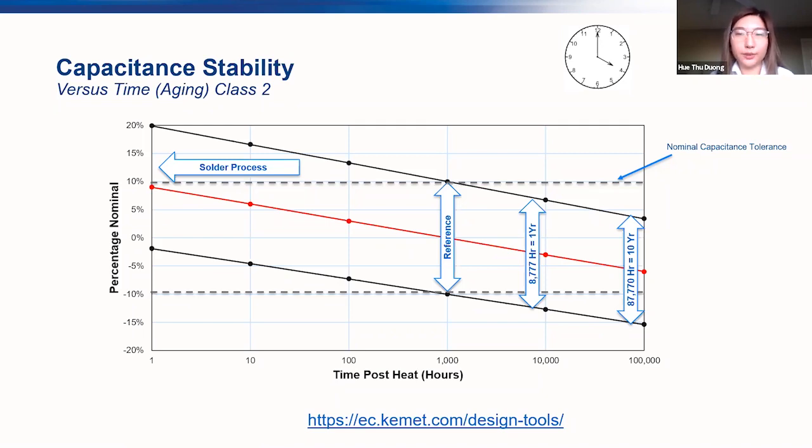Now, aging can always be reversed by exposing the capacitor above the Curie point. This process is called de-aging. And de-aging can always be reset back to its original start time.